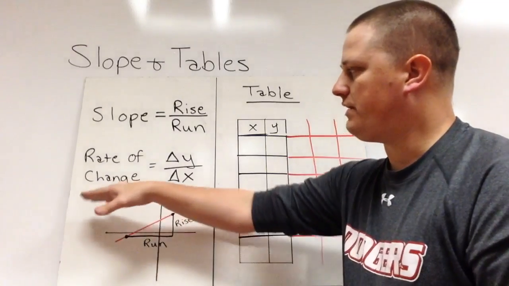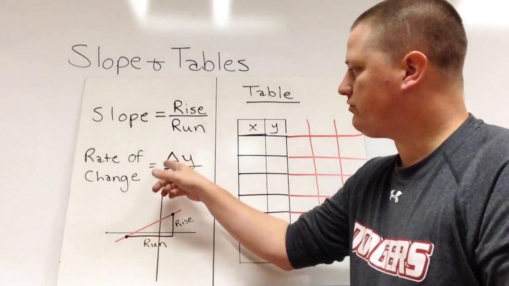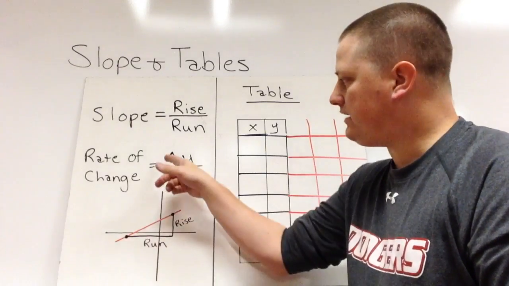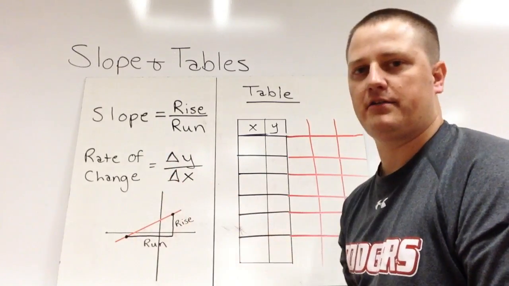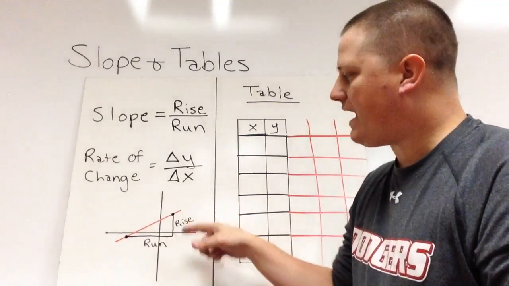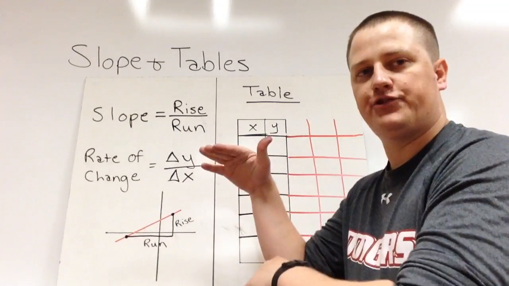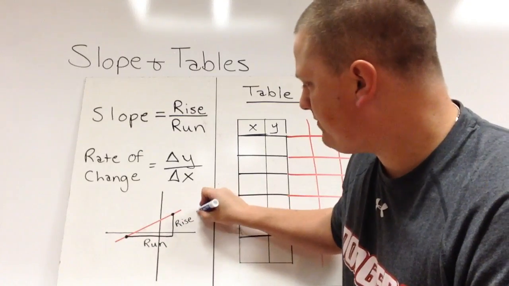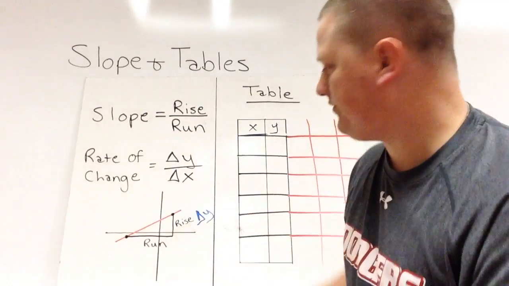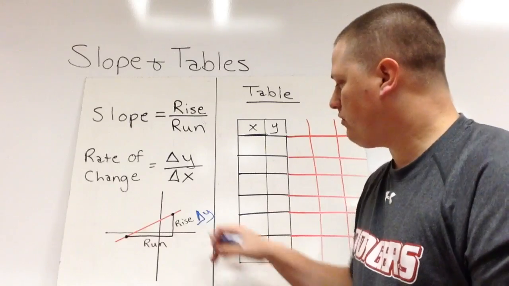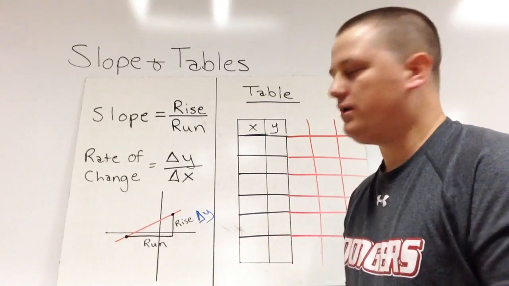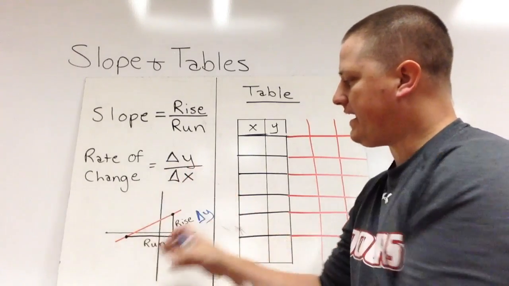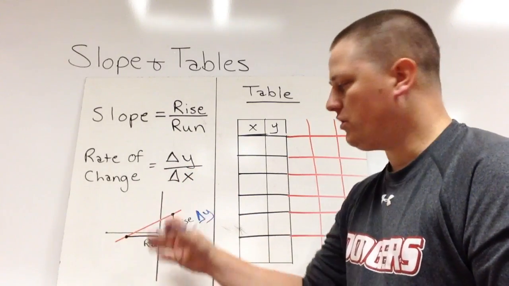Well, slope is also known as rate of change, which we sometimes refer to as delta y over delta x, meaning change in y over change in x. The rise is really the vertical change, and vertical is talking about the y. This rise is otherwise known as delta y. So we're not learning anything new, because delta y is the rise. The delta x is the change in x, or the run.